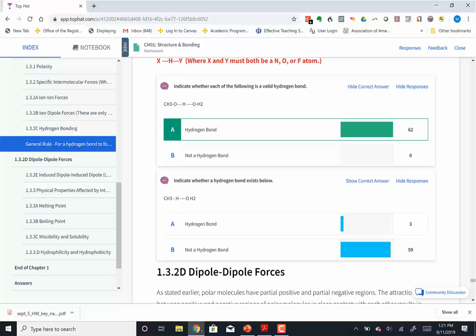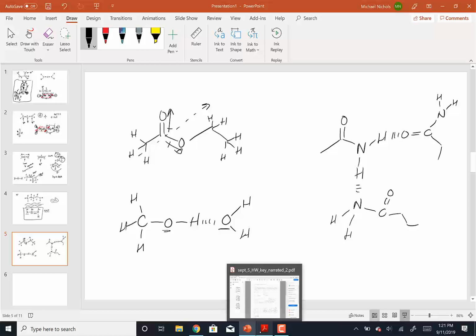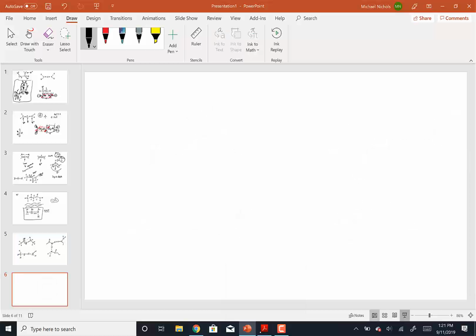Okay, what else? So that's what the hydrogen bond is. We have to go over that because we have to make sure we're all on the same page in terms of what can hydrogen bond and what can't hydrogen bond. And that will play an integral part of the physical properties.